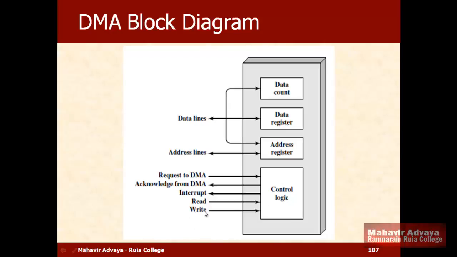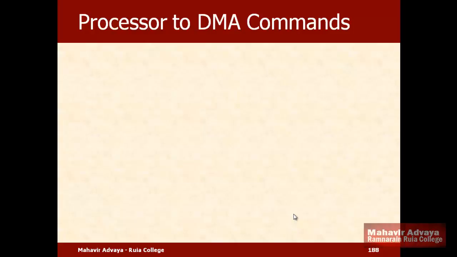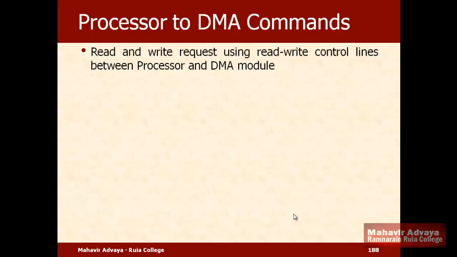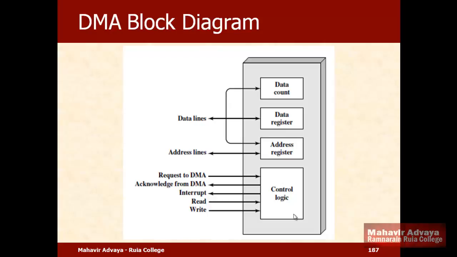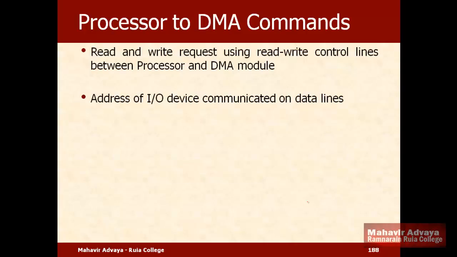So it also has read and write operations. So this is how the DMA functions with the help of various lines. The processor instructs the DMA with various commands to carry on the data transfer. The processor makes a read and write request using the read-write control lines between the processor and the DMA. So this is where we see the read and write control lines. These are the control lines that are used to read and write data.